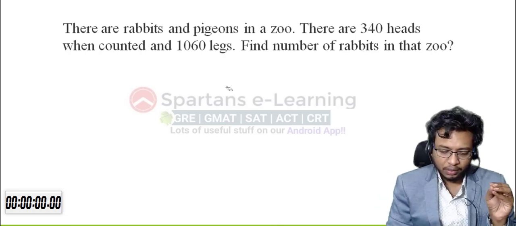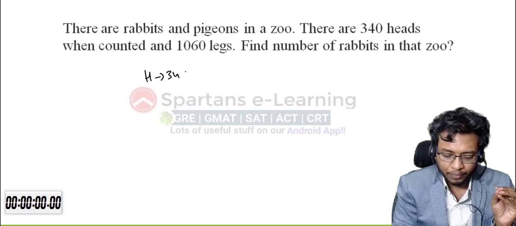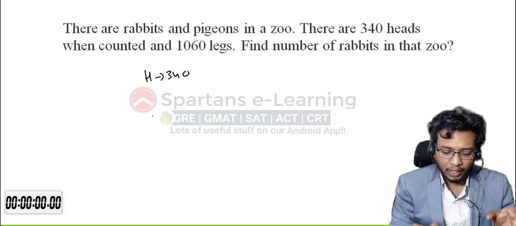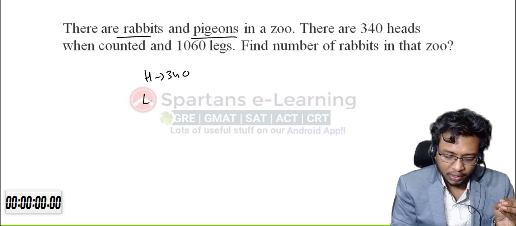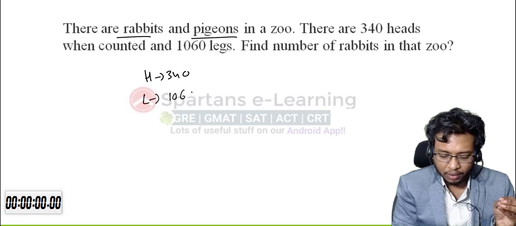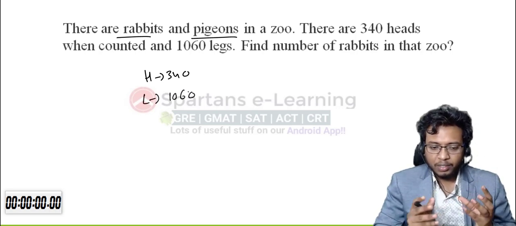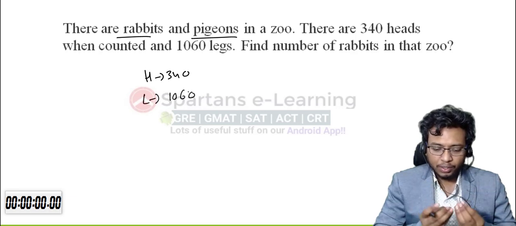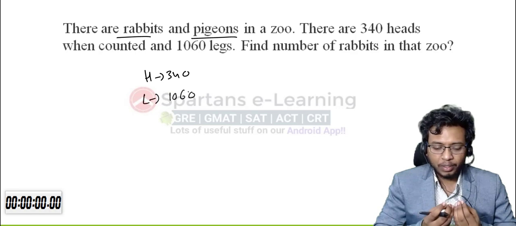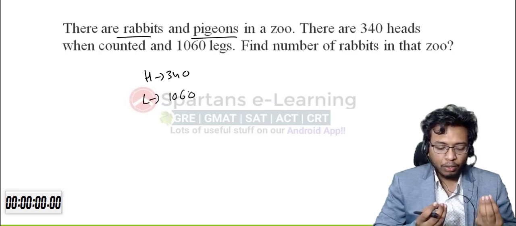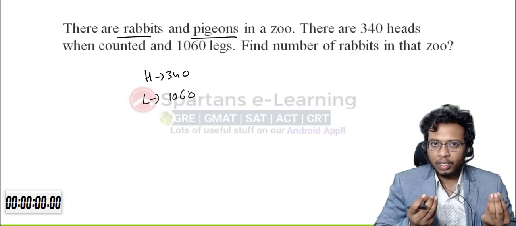The question says there are 340 heads. Head count is how much? 340. Now when they counted the legs of animals, okay, there are two kinds of animals, rabbits and pigeons. When they counted the legs, how many legs are there? 1060 legs are there. Now what is the difference between rabbit and pigeon? First of all, this question has a hidden information. What you have to do is, you have to decode the information, right?